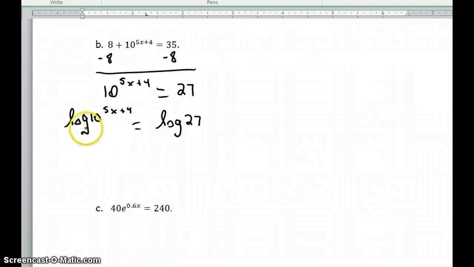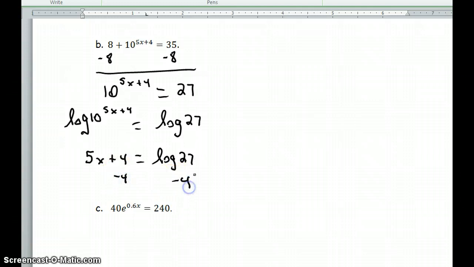So this 10 and the log base 10 are going to cancel. So this 5x plus 4 comes all the way out. Very similar to the last problem. So now I have 5x plus 4 equals log of 27. Again, really log base 10 of 27. So now we just have to solve this for x. So I'm going to subtract 4. The answer here is going to look a little strange, but it's fine.